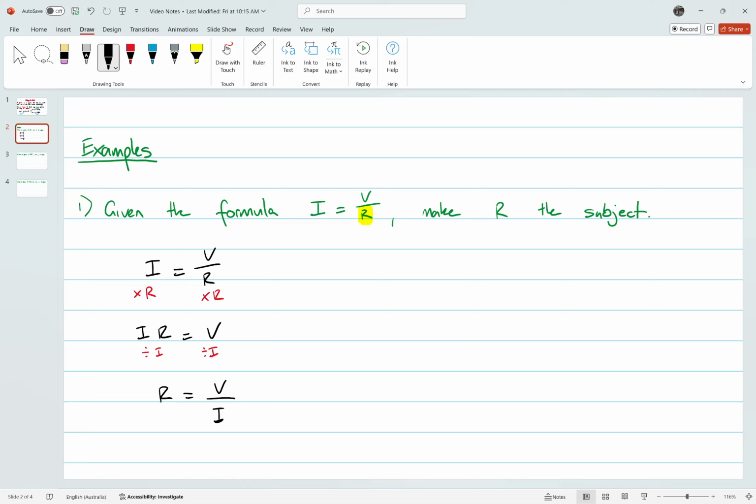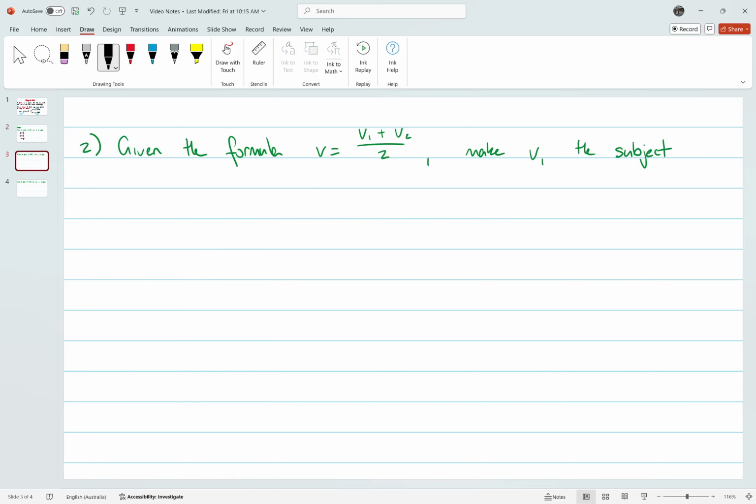This formula had no numbers in it at all, but we were still able to apply our normal inverse operations. Let's look at another example. Given the formula V equals V1 plus V2 over 2, we want to make V1 the subject.